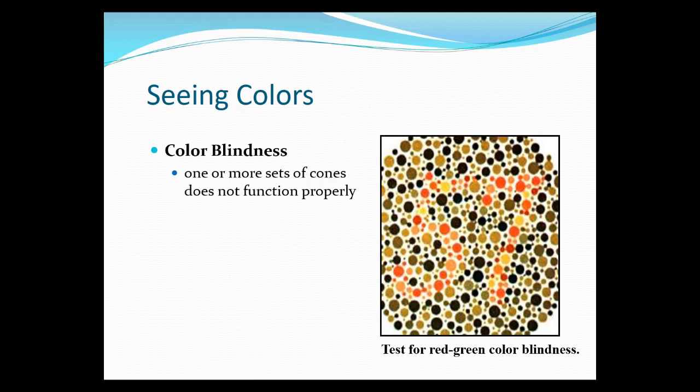Okay, so I want you to look at this image and tell me what number you see. Okay, so if you saw the number 57, then great, you're not colorblind. What is colorblindness? Well, it's when one or more sets of cones does not function properly. So this is the test for red-green color blindness, which is one of the most prominent types of color blindness.